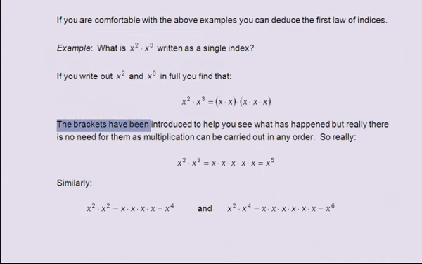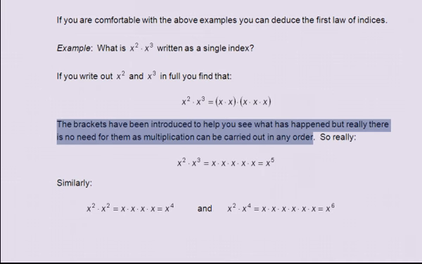The brackets have been introduced to help you see what has happened, but really there is no need for them, as multiplication can be carried out in any order. So really, x squared times x cubed equals x times x times x times x times x, which equals x to the power 5.